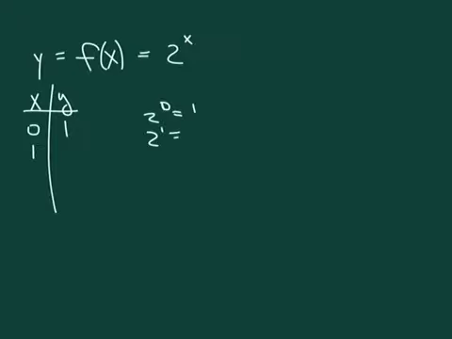2 to the first power equals 2. 2 to the second power equals 4. And we just keep going on and on there. We could put, in fact, a negative 1 here, and we get 2 to the negative 1 power equals 1/2. And we can just keep going, negative 2, and we get a 1/4 here for our negative 2. And we get a graph.